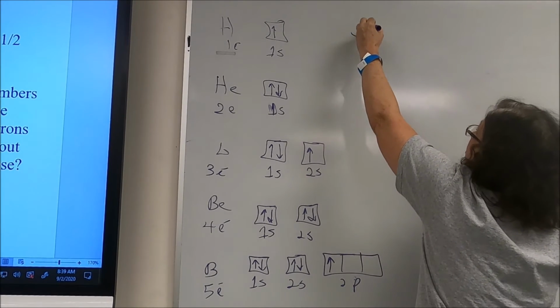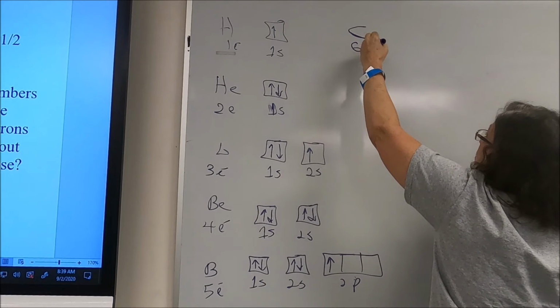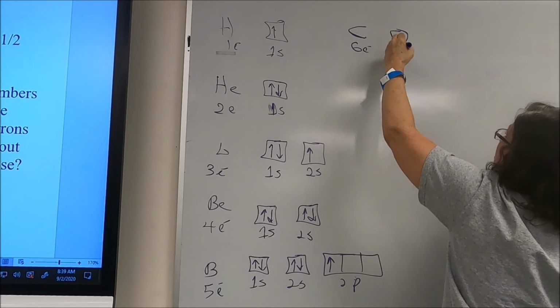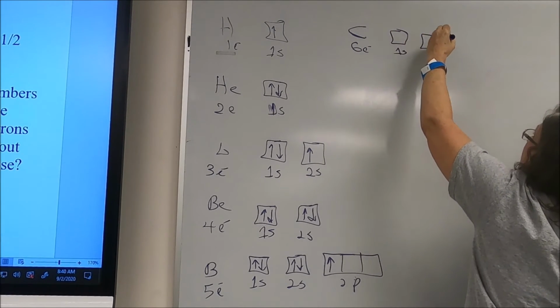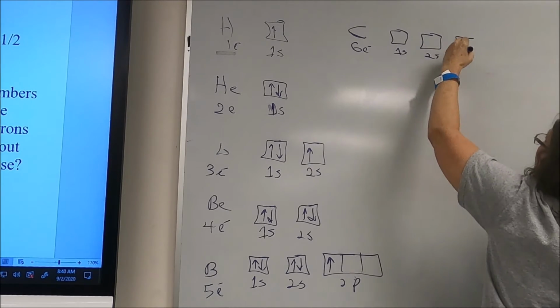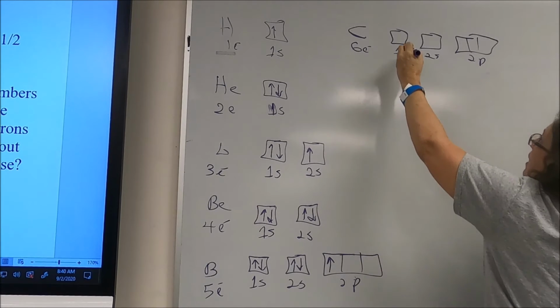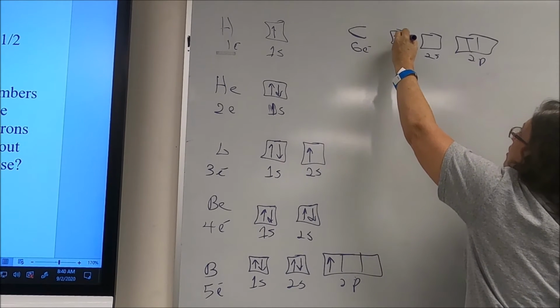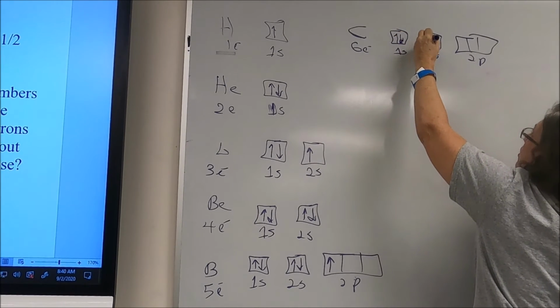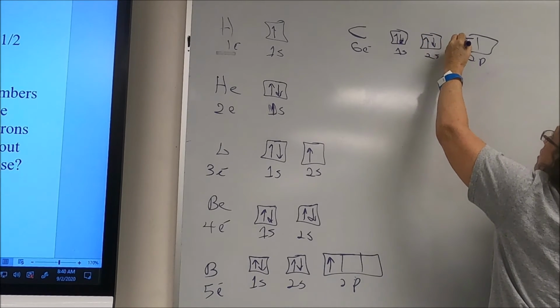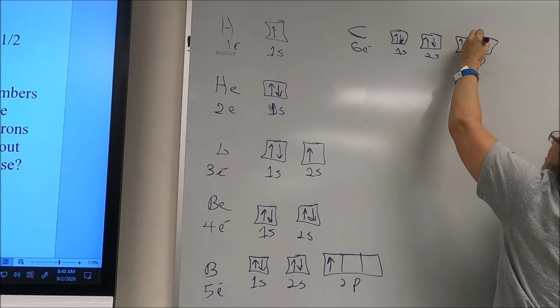We now move on to carbon with 6 electrons. Okay, we've got 1s, 2s, and I know I need to draw 2p because boron used 2p. So 1, 2, 3, 4, 5, 6.